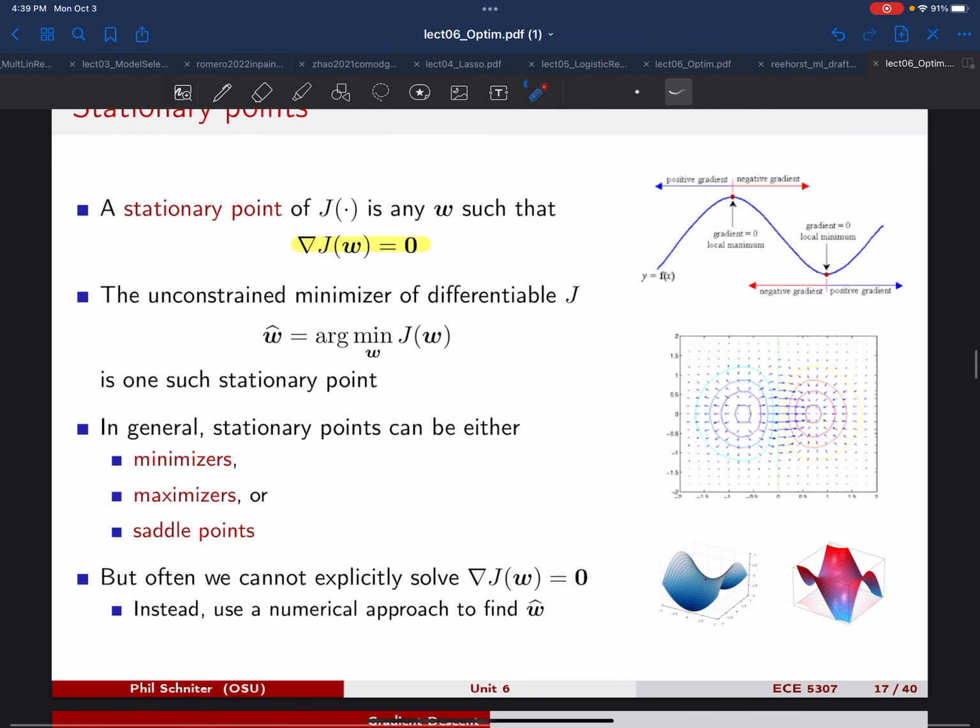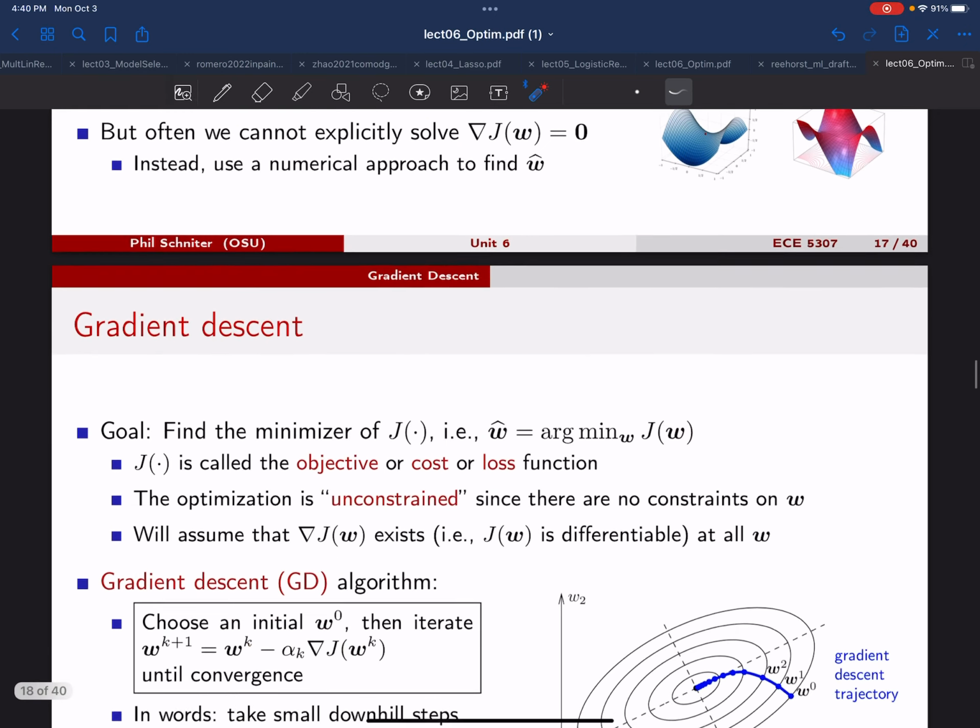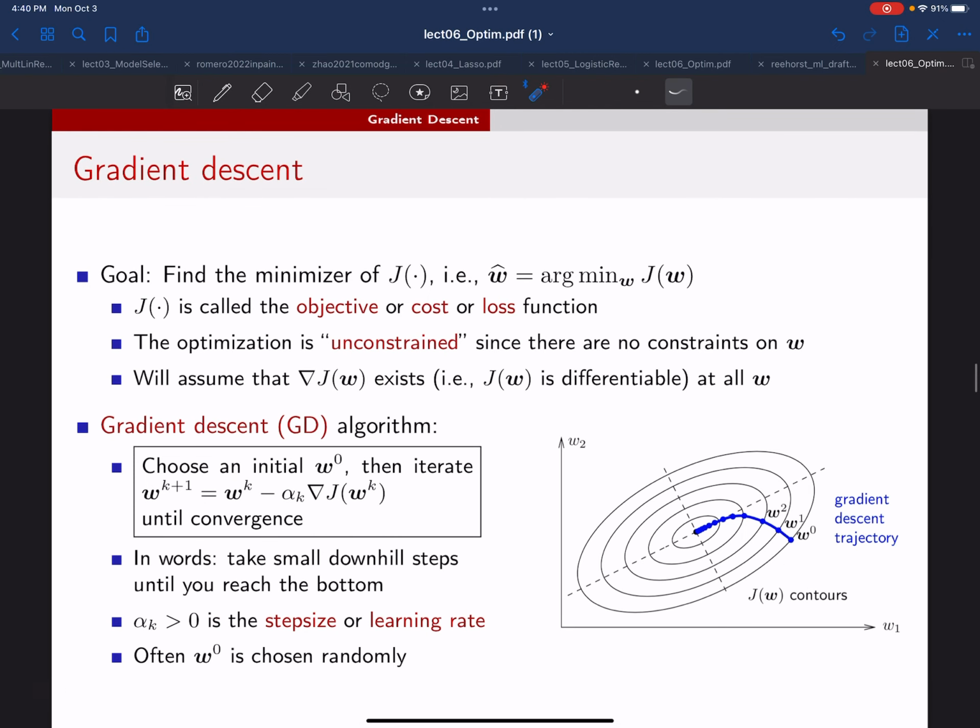So we have to be a little bit careful when we say we want to use this idea to find a minimum. We have to realize that if we're not careful, we could instead be finding a maximum, or we could be finding a saddle point. Okay, and then the other thing is, in a lot of problems, we can't analytically solve that equation. We need to program it somehow with an algorithm, and that's essentially what we're going to talk about now.